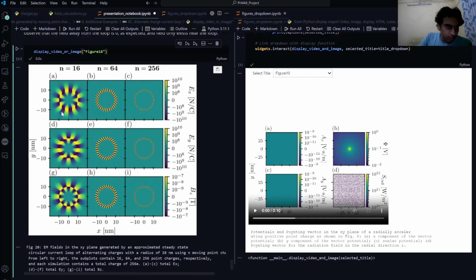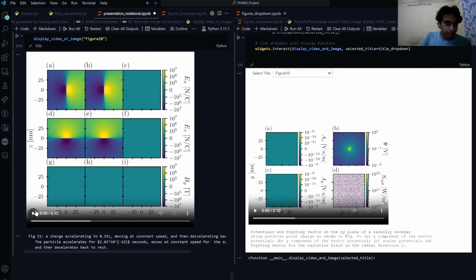You can also see a little distortion in the rings for the EX and EY fields, and that's simply because as it's moving, it makes sense that the fields are slightly shifted in the direction that they're moving. Right.